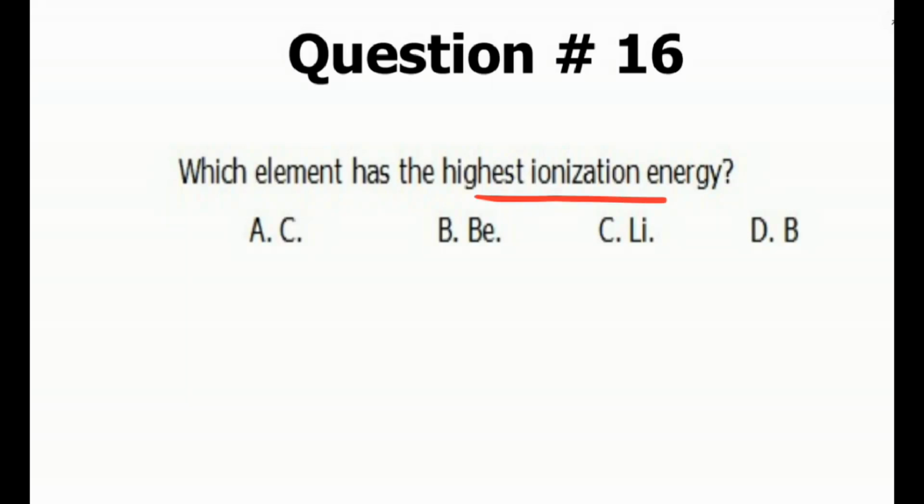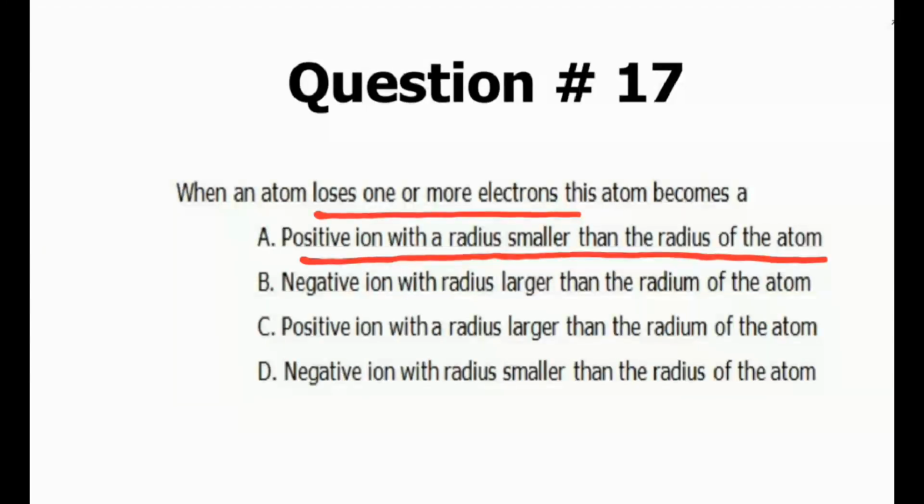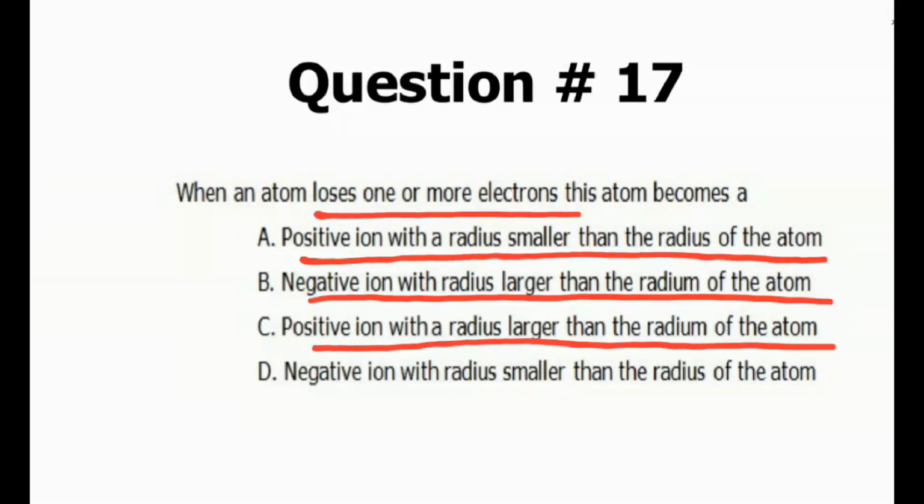Which element has the highest ionization energy? Is it carbon, beryllium, lithium, or boron? When an atom loses one or more electrons, this atom becomes: A. a positive ion with a radius smaller than the radius of the atom, B. a negative ion with radius larger than the radius of the atom, C. a positive ion with a radius larger than the radius of the atom, D. a negative ion with a radius smaller than the radius of the atom.